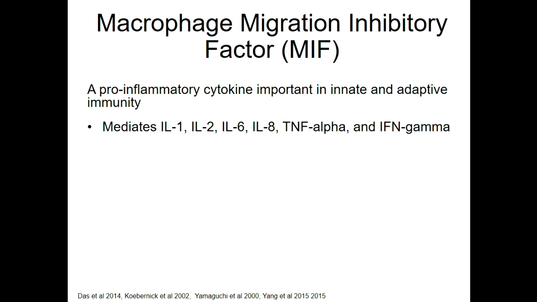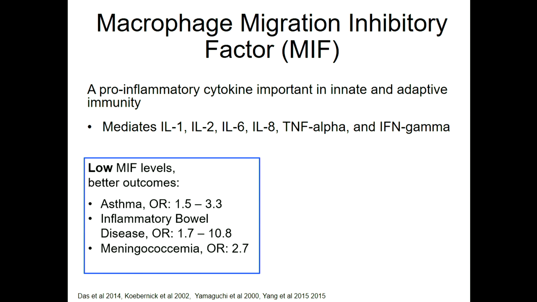It's a constitutively expressed pro-inflammatory cytokine, which is important in innate and adaptive immunity. It mediates a number of cytokines, including a number of interleukins, TNF-alpha, and interferon gamma, which is well known to play a role in TB. On the one hand, low MIF is a proxy for low inflammation, and it can predict better outcomes or lower risk factors for autoimmune diseases such as asthma and inflammatory bowel disease.